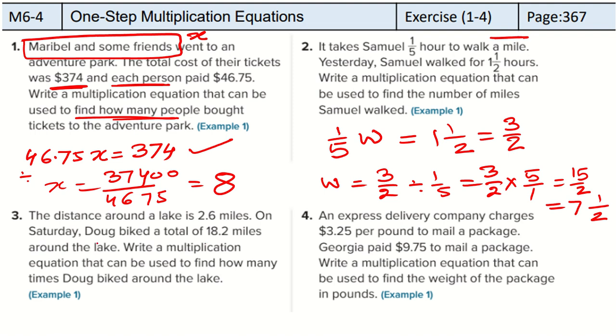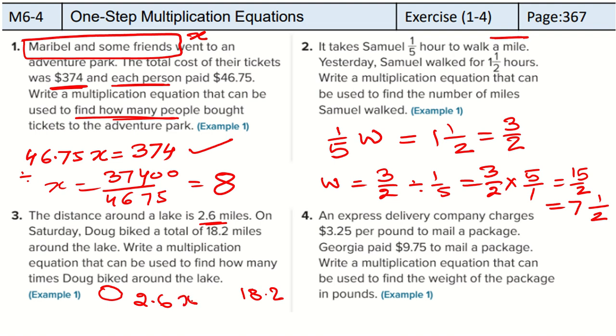Okay. Same for this. I will just write the equation here and you can solve. Okay. See, the distance around a lake is 2.6 miles. Suppose this is the lake, so the total distance is 2.6. If you take one cycle, make one round, then it will be 2.6 miles. Okay. Now on Saturday, Doug biked a total of 18.2 miles. Write a multiplication equation that can be used to find how many times Doug biked around the lake.